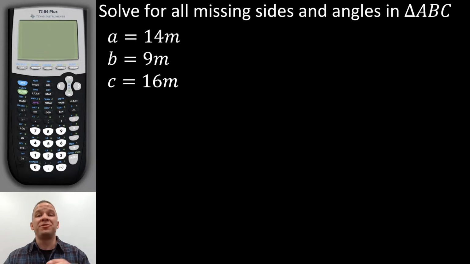Mr. Allen here. We're about to do some non-right triangle trig. We want to solve for all missing sides and angles in triangle ABC. But it looks like we already were given 3 sides, so we're just solving for 3 angles.